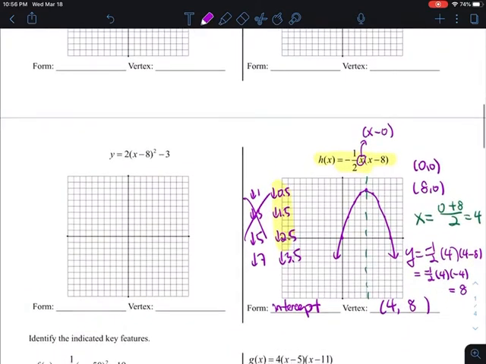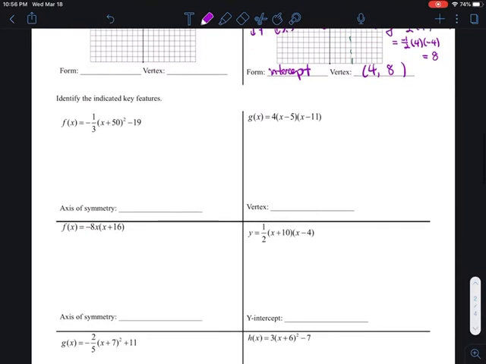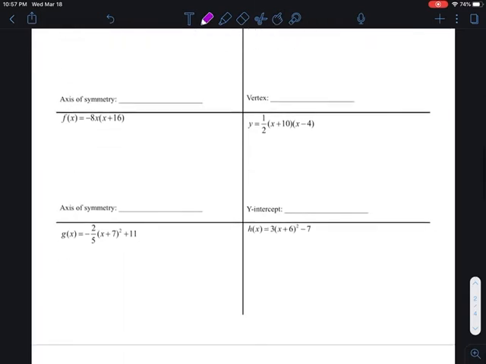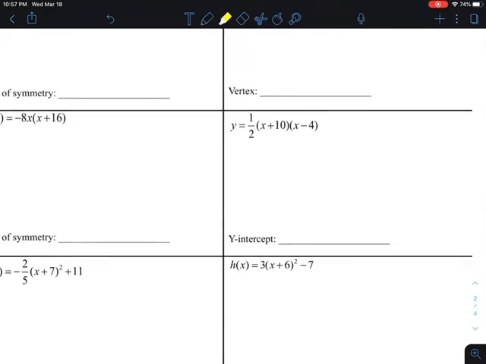Okay, so that's pretty much it for all of the graphing ones. I did want to talk about a couple of the key features as well. So let's take a look at this one with the y-intercept. Okay, so we talked about how we can find the x-intercept. This, by the way, is in intercept form.